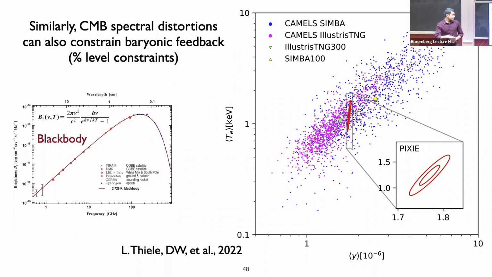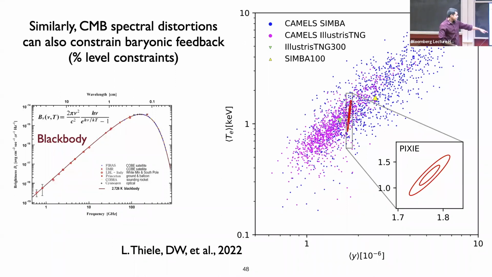Okay, and then this is related to the previous slide. We also try to look at other things which can help us distinguish between these different feedback prescriptions used in these hydrodynamic simulations. And one of the things we realized is that CMB spectral distortions also produce tight constraints.